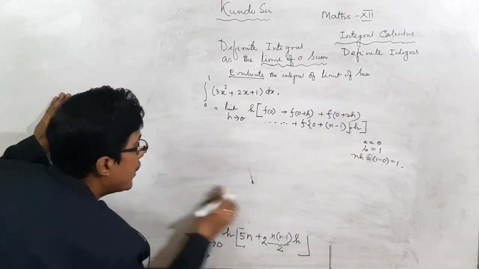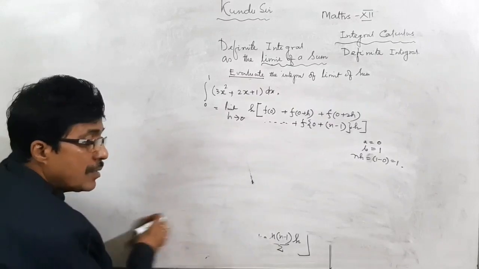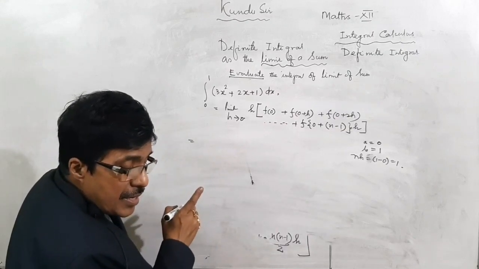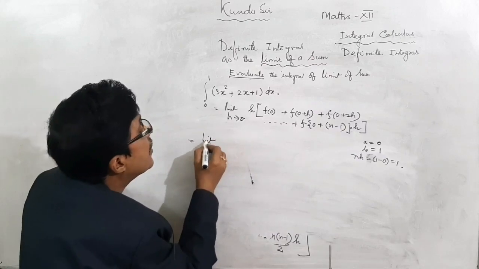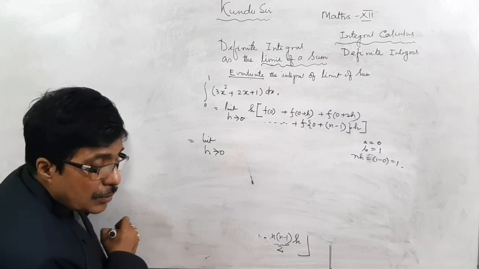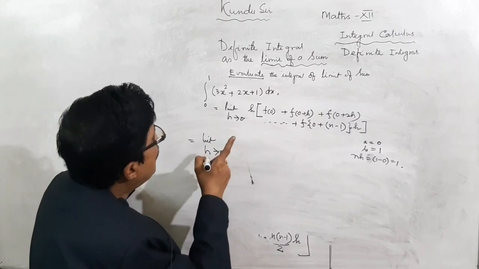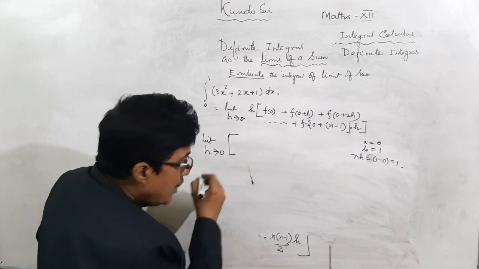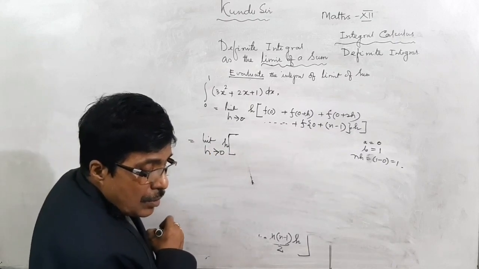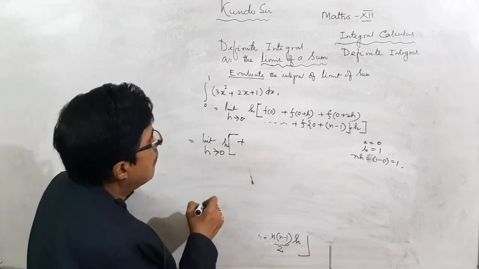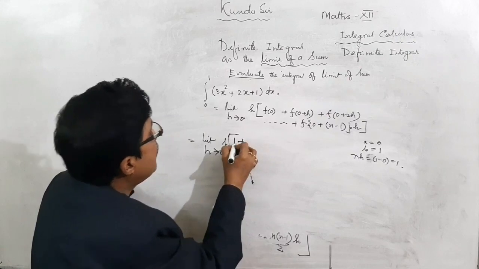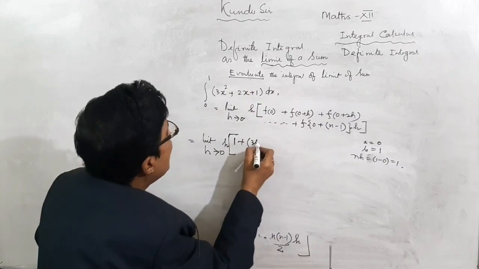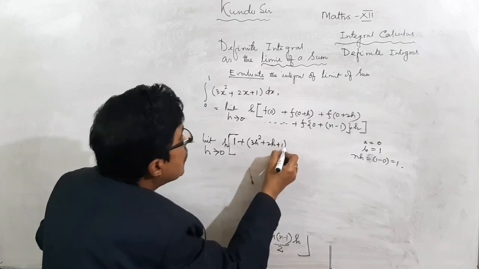Then we can write the limit as h tends to 0 of h into f(0), that is 1, plus f(h), which is 3h square plus 2h plus 1.